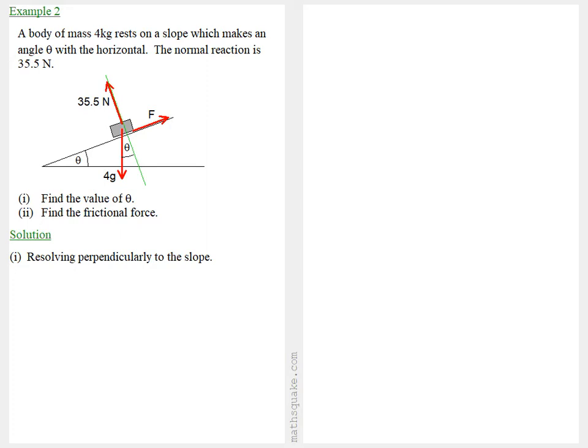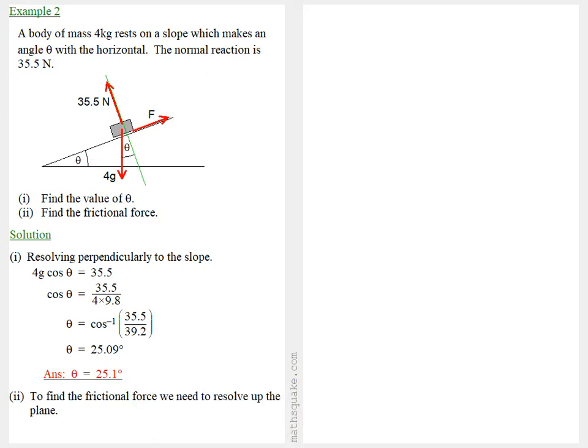So we have 4g cosine theta is equal to 35.5. If we divide both sides by 4g, we get cosine of theta is 35.5 over 4 times 9.8. So theta is the inverse cosine of 35.5 over 39.2, which works out to be 25.09. So we get our answer, theta is 25.1 degrees.